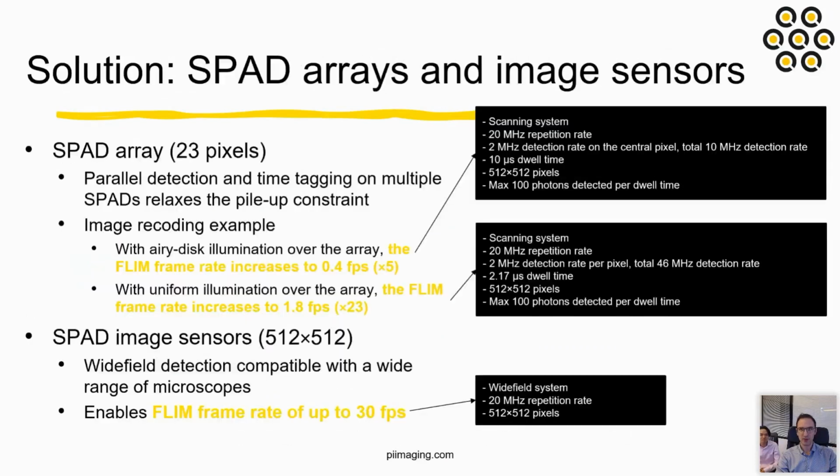So for that, we are offering, of course, 2 solutions. We are offering SPAD arrays, which overcome the pileup constraint. And we also offer image sensors for FLIM, which overcome both the pileup and the requirement to have scanners. If you do 2 calculations, one calculation is based on illuminating with point spread function, Airy disk illumination. We increase the frame rate of the FLIM by a factor of 5. If you spread the light uniformly, we can increase the frame rate by 23. And then the big change really in frame rate comes when you use the image sensor, which really enables us to have tremendous data throughput due to pixel parallelization.